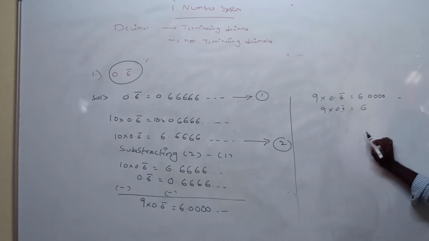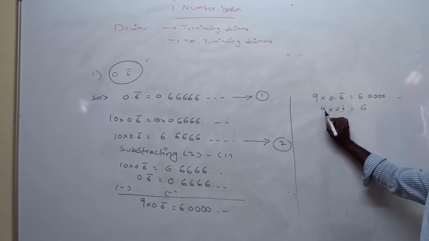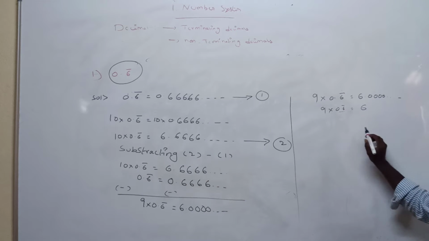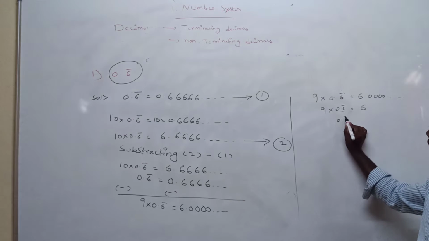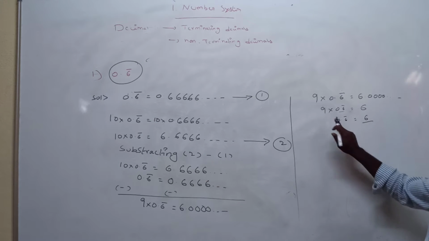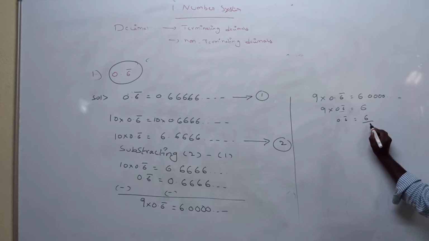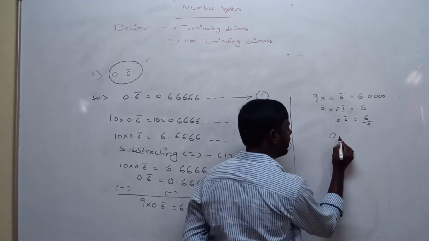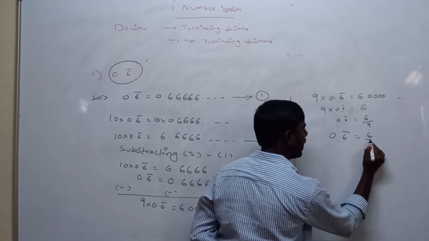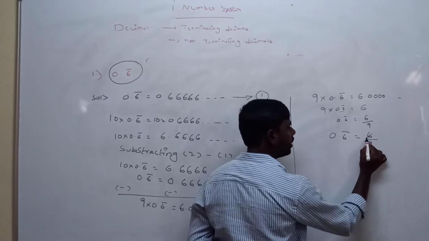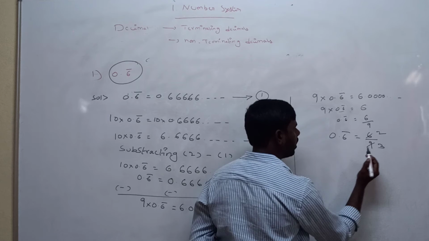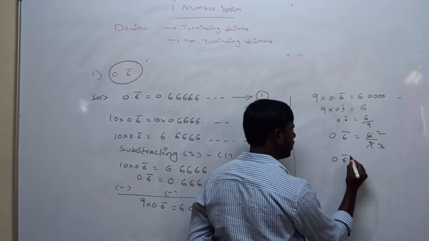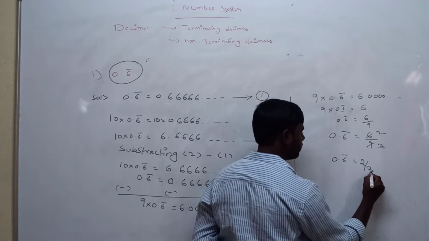So 9 will go to the other side, meaning it goes to the denominator. So 0.6 bar is equal to 6 by 9. Now the value of 0.6 bar is 6 by 9. Cancellation is possible: 3 twos are 6, 3 threes are 9. So 0.6 bar is equal to 2 by 3.